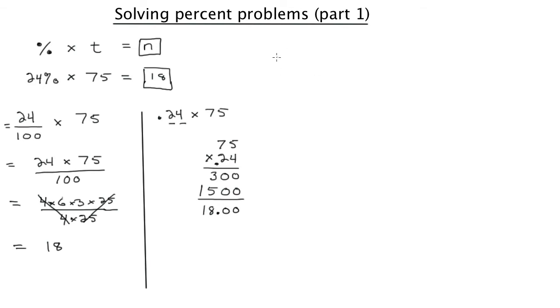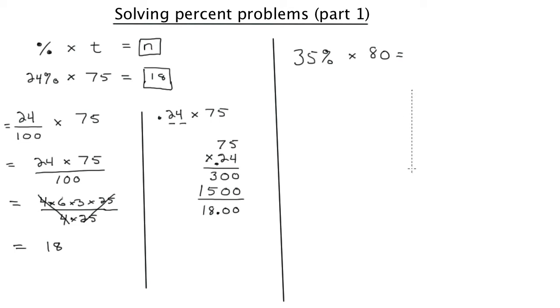At this time, I'd like you to try a problem on your own. Please give this one a shot. Do 35% of 80. Give this a try. It would be great if you could do it both ways, using fractions and decimals. Pause the video, give that a shot. When you're ready, come on back and we'll work through it.